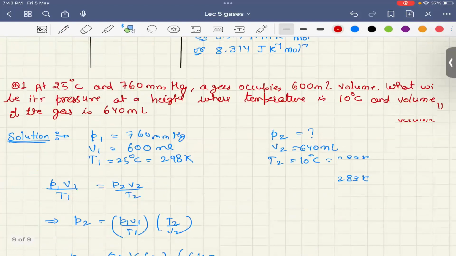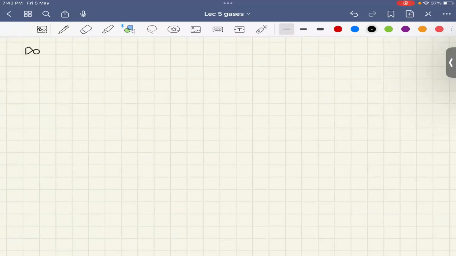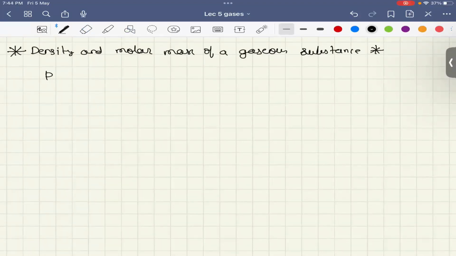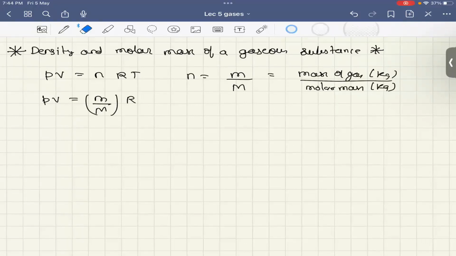Let us understand one more thing about this ideal gas expression, density. How can this expression be written in terms of density and molar mass of a gaseous substance? We have PV equals nRT, right? What is n going to be? Mass divided by molar mass. We just substitute. This is going to be m by M multiplied by RT. So this is nothing but mass of gas over molar mass, multiplied by RT, right?